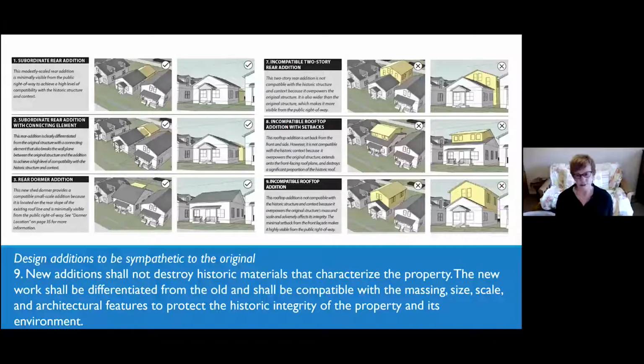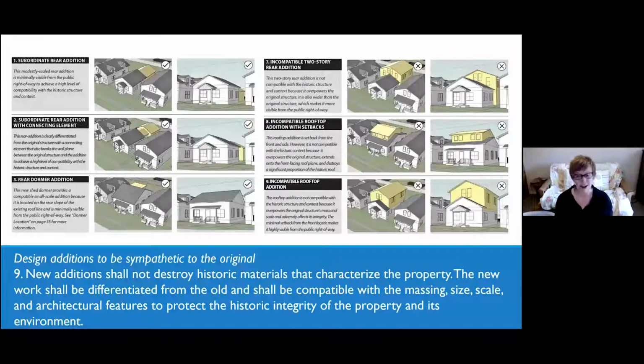So here you have some examples from our design guidelines. On the left are examples of additions that would meet our guidelines. These are also all additions that would meet the standards. And on the right, additions that would not. So the additions that are going to be compatible are going to be located to the rear, because the rear generally does not have as many character-defining features.